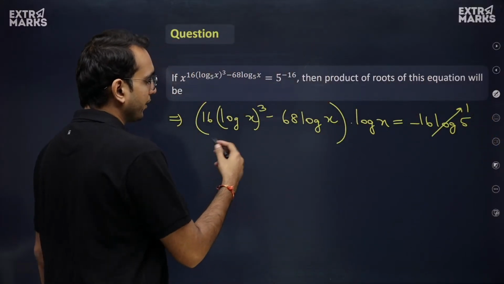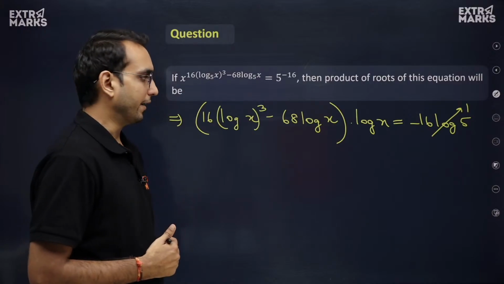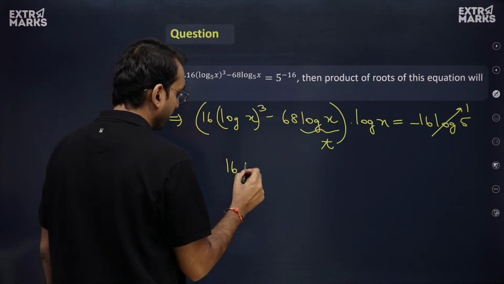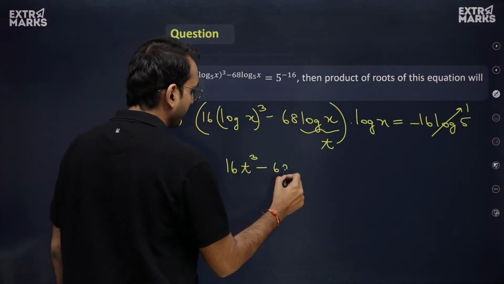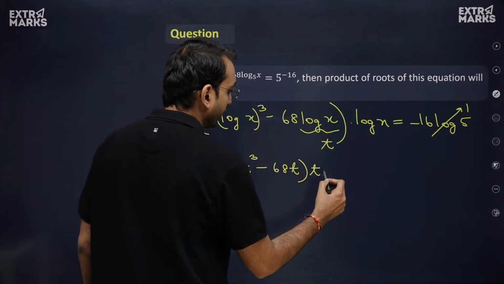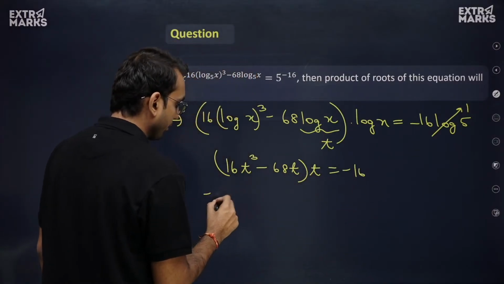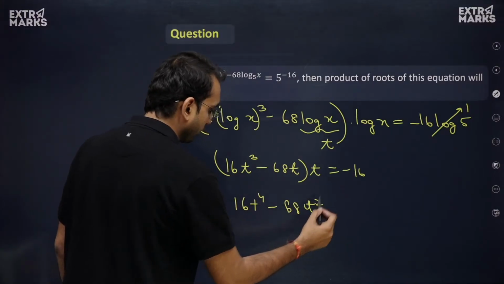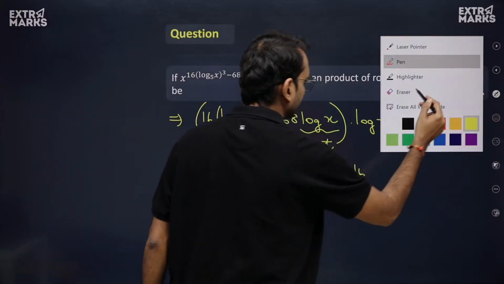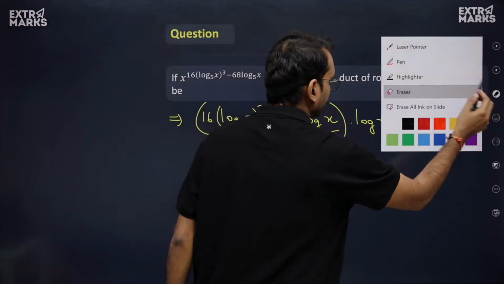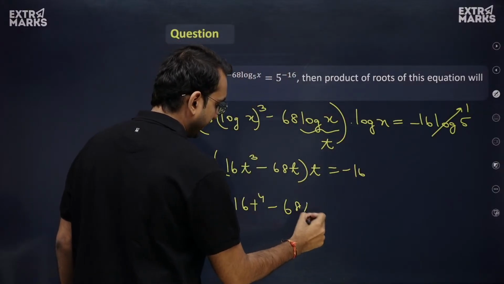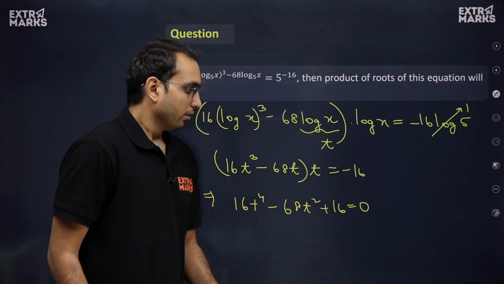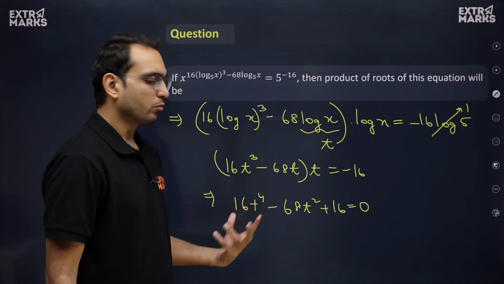Now you can see the only variable left is log x. Let's assume log x as t. So this equation will become 16 t^3 minus 68 t equals minus 16. So it will become 16 t^4 minus 68 t^2 plus 16 equals 0. Now you can see it is a biquadratic. You can assume t^2 as something, or you can directly solve it.